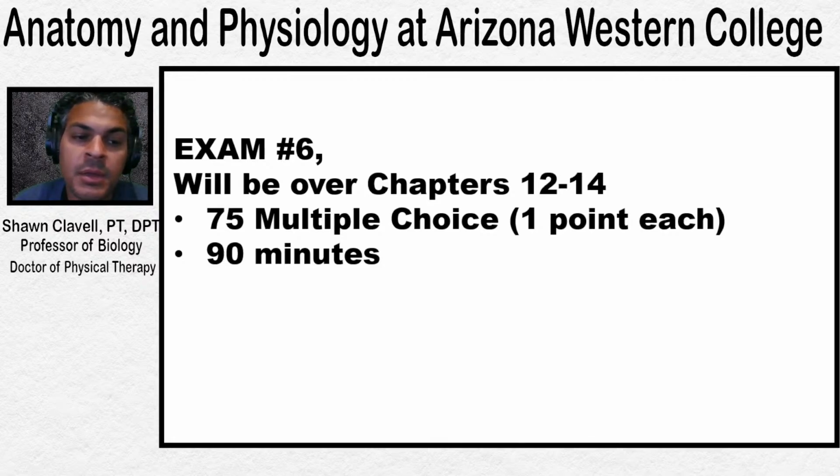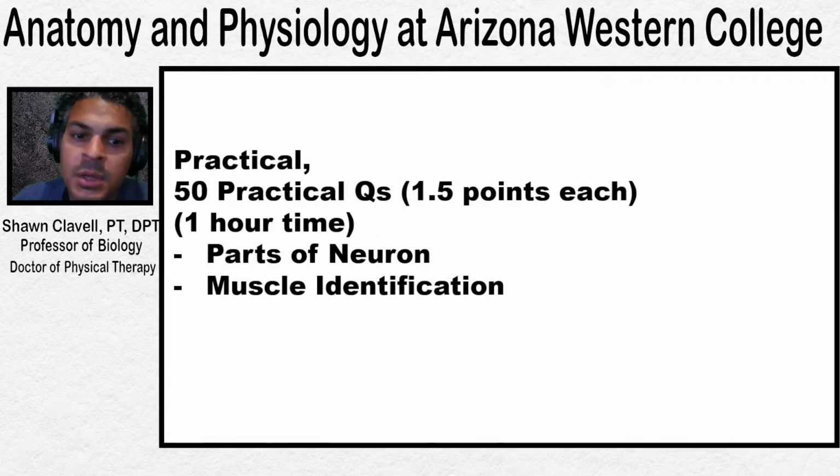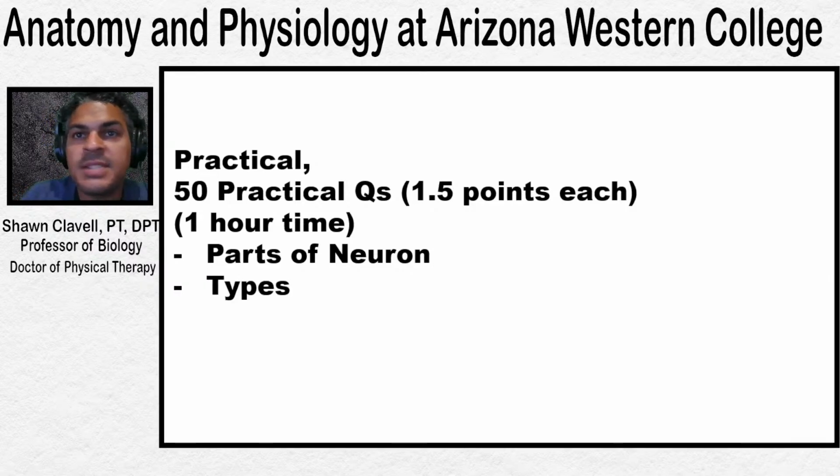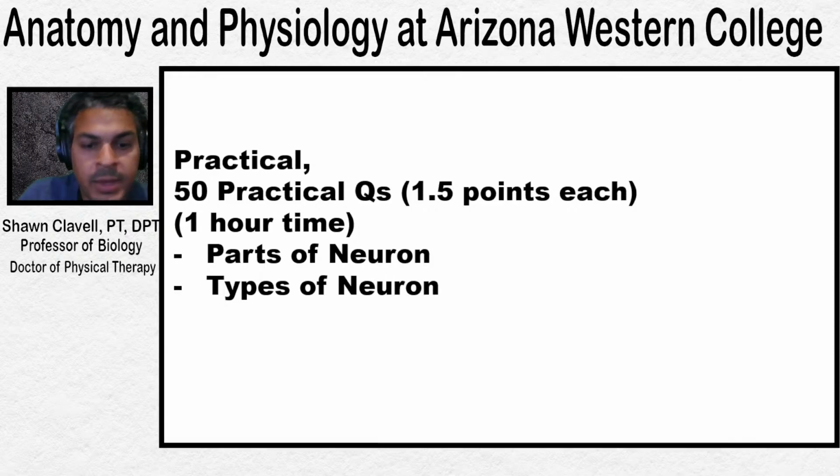And then the practical portion will be 50 questions, and let me fix this as we go here. It'll include parts of a neuron and types of neurons in the practical. You can see there that it's 50 points, 1.5 points each. It does include some marking for spelling as well.